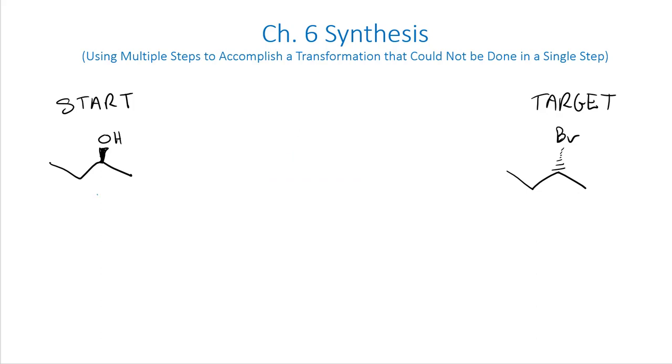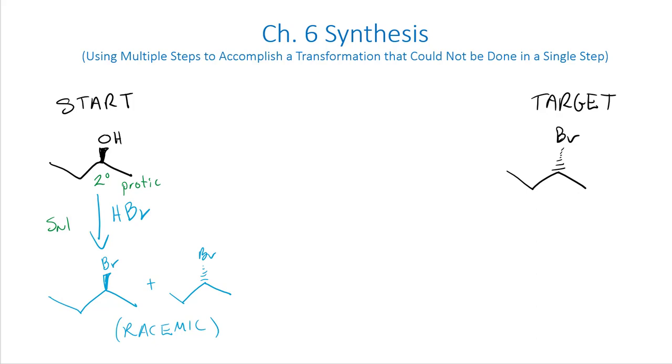One option, of course, would simply be to use HBr with our starting material. But remember, because our leaving group is secondary and we are in protic conditions, we're going to go SN1 for our mechanism, and we would expect to see both the product that we want, where the bromine is inverted relative to where the OH was, plus the other enantiomer.